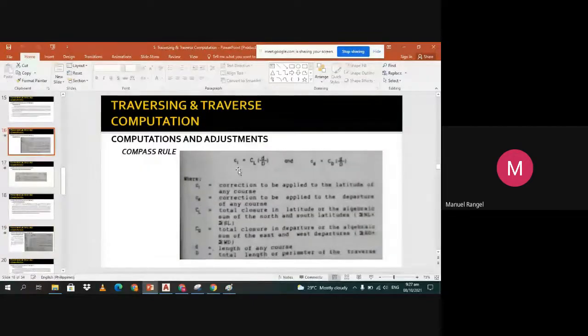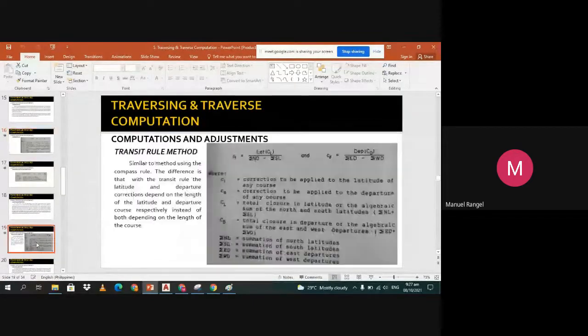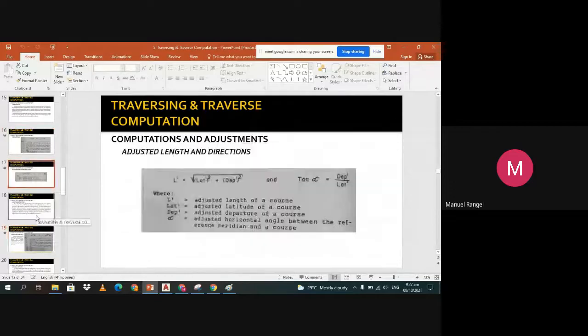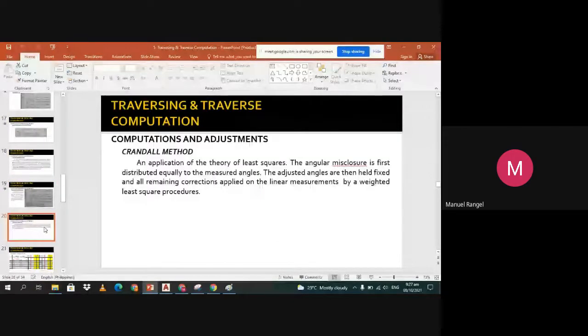So, yung ani ang sa compass rule, then sa transit rule, so another method is the Crandall method. It is an application of the theory of least squares. So the angular misclosure is first distributed equally to the measured angles. So the adjusted angles are then held fixed and all remaining corrections applied on the linear measurements by a weighted least square procedure. So wala na po nato siya ginawaan gamit.